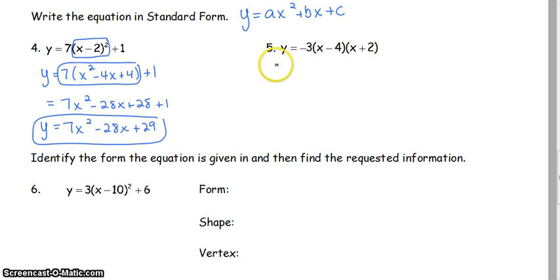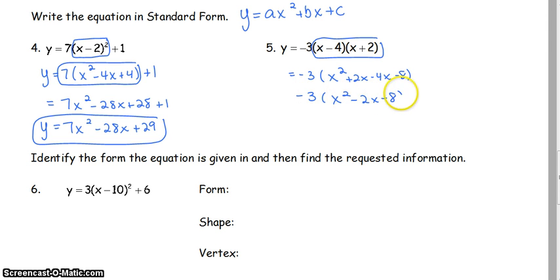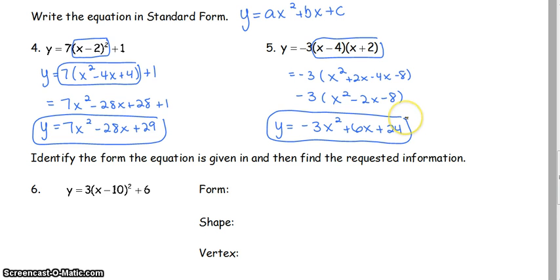So when we look at number 5, what I'm going to do, which I find easier, is to FOIL out those pieces first. So I've got a negative 3 times (x + 2)(x - 4). That becomes x squared plus 2x minus 4x minus 8. So that's a negative 3 times (x squared minus 2x minus 8). And then I distribute that negative 3 throughout. So a negative 3x squared, a positive 6x, and a positive 24. And that's as easy as it is to go from vertex form to standard form or from intercept form to standard form. Know the difference between your forms.